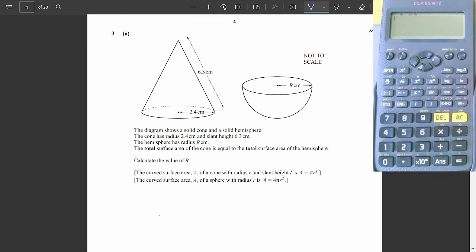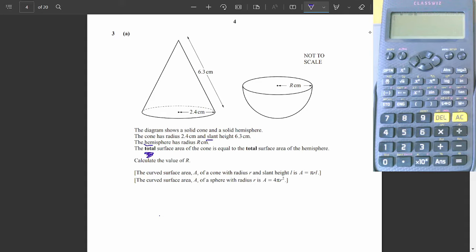Question 3a. It's very important in questions like this to pay attention to every detail. Every word counts. So let's go through the information they give us. There's a diagram that shows a solid cone and a solid hemisphere. The cone has a radius of 2.4 and a slant height of 6.3. The hemisphere has a radius of R, which we don't have. Then the word total, you see that's in bold, so immediately that should pop out at you. This is something important.